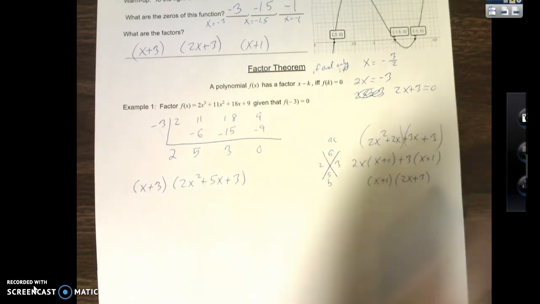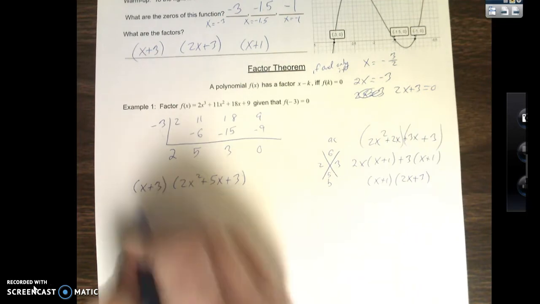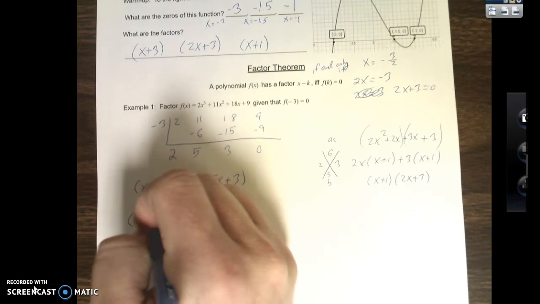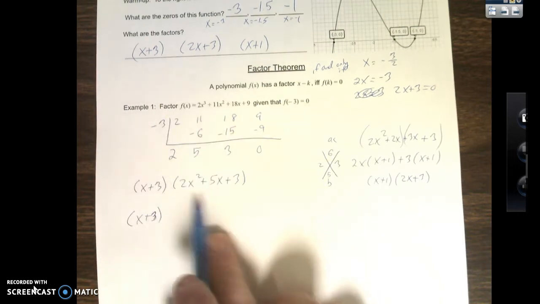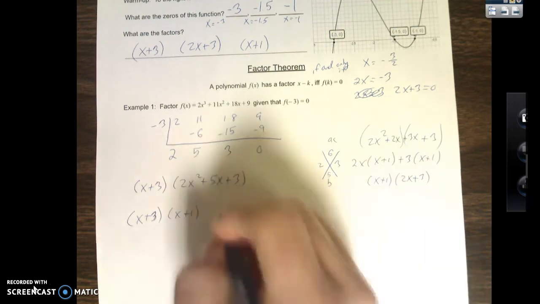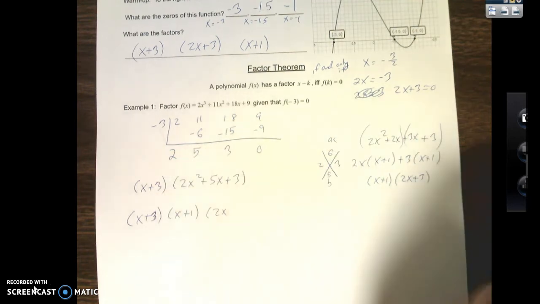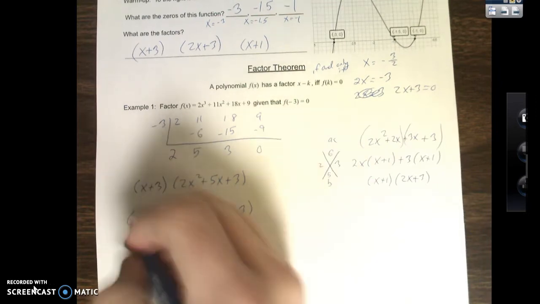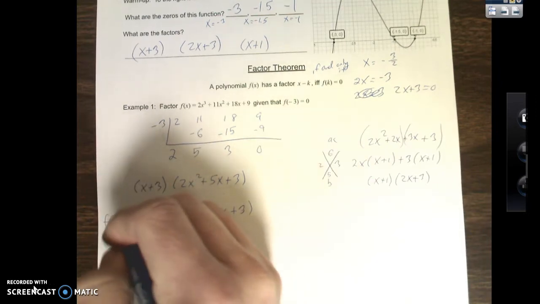2x plus 3. All right, very cool. So this x plus 3 hangs out front. That's a 3. I'm so sorry, my handwriting's terrible. And then when I factor this, I'm going to get x plus 1, 2x plus 3. Okay, so there is my complete factored form.